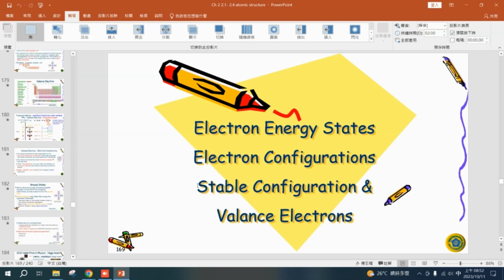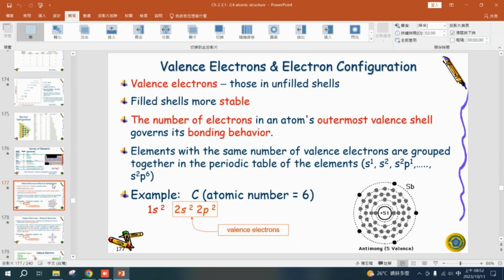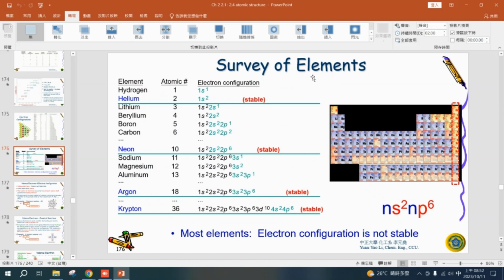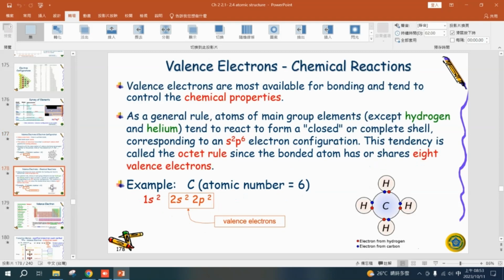So for the stable configuration, that means if you have s2p6, that's very stable, right? So in the end, we want to find the electron configuration for the stable elements, which is s2p6. Okay, and then valence electrons. The definition of the valence electron is the electrons in the outermost shell. That's called valence electron. And this electron is very active.